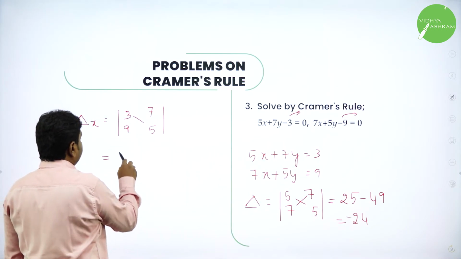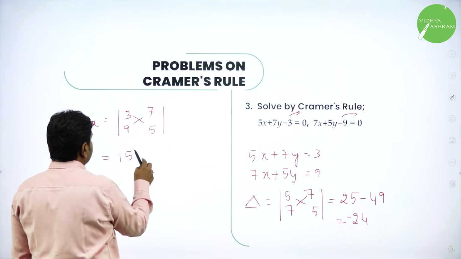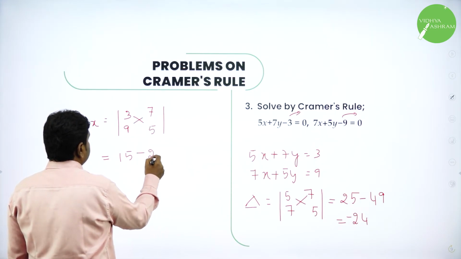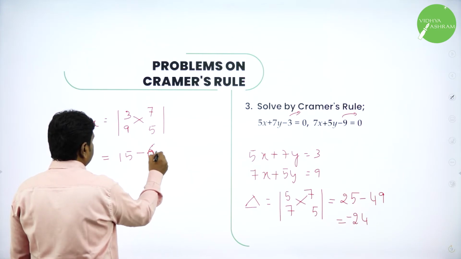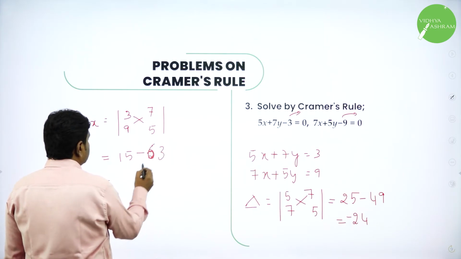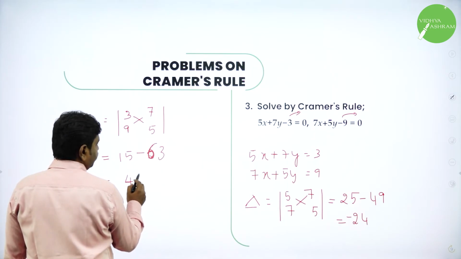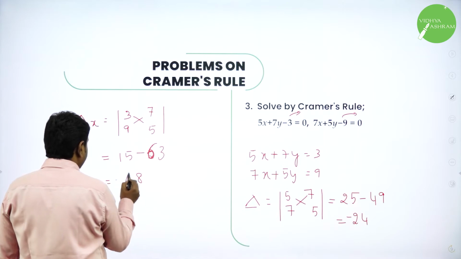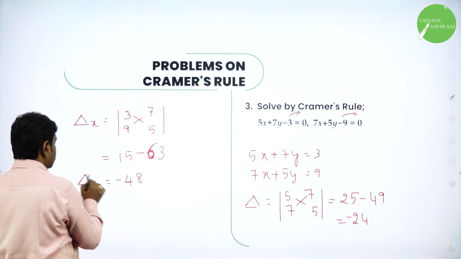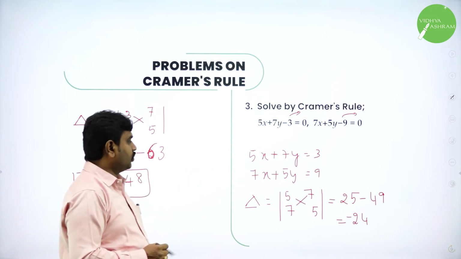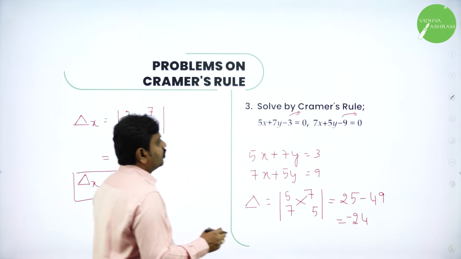So now 3 5s are 15 minus 9 into 7, that is 63. 15 minus 63, negative 48, that is delta x. After you get delta x, go for what? Delta y. Now you know how to find delta y. What is delta y?